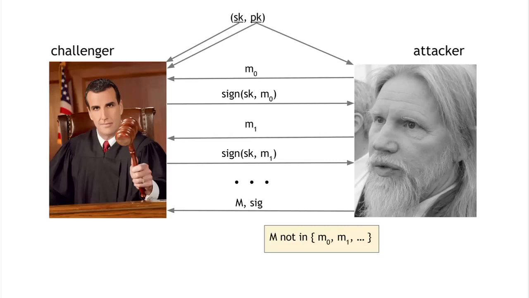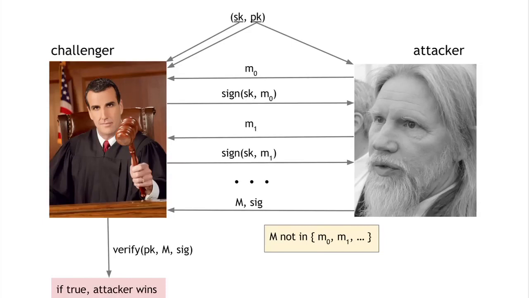So he's going to pick some other message that he hasn't seen a signature for already, and he's going to send over what he claims is a signature on that message. And then the question is, can he succeed? So the challenger is going to run the verify algorithm, using the public verification key, on that message and the signature that the attacker provided, and is going to check whether it verifies. And if it does verify, if this returns true, then the attacker wins. The attacker has forged a message.